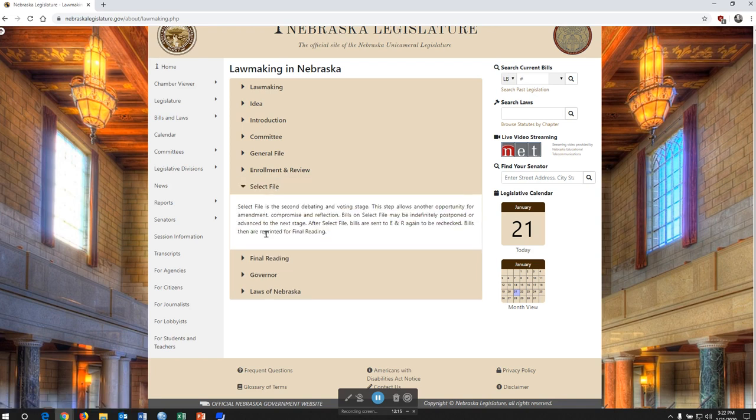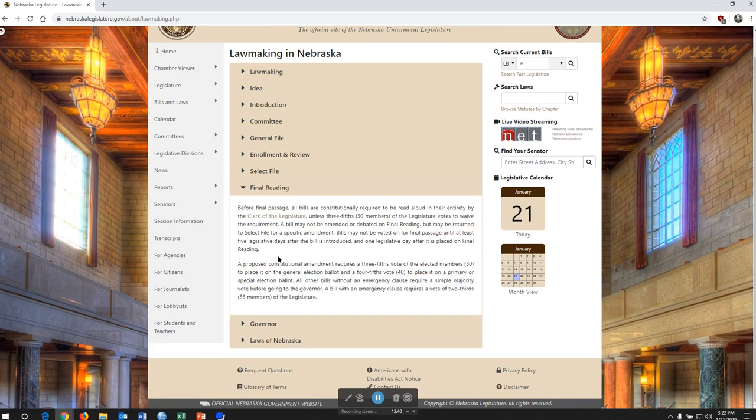Step two of voting is the select file. So this is where the bill is read again on the floor and now it can be debated again. So at this stage, the senators themselves are going to either forward the bill, let it move through the system, or they're just going to indefinitely postpone it, right? So a lot of bills don't ever get past this stage. And then the bills that do get past that stage come to what is called the final reading.